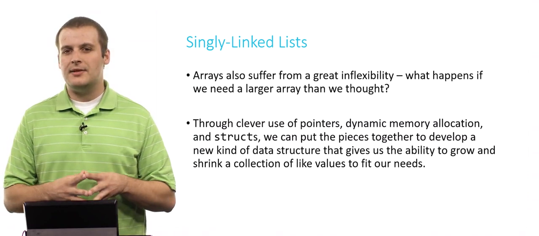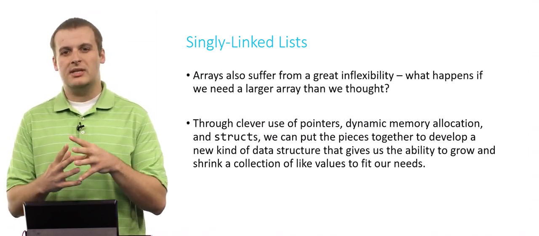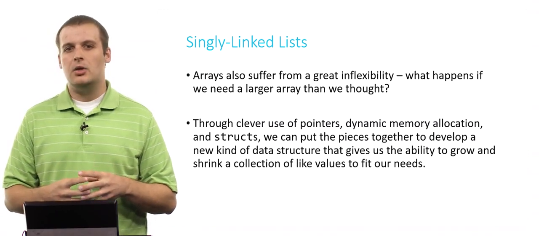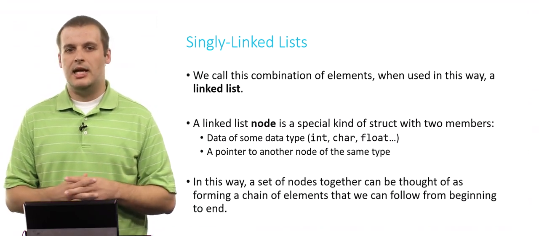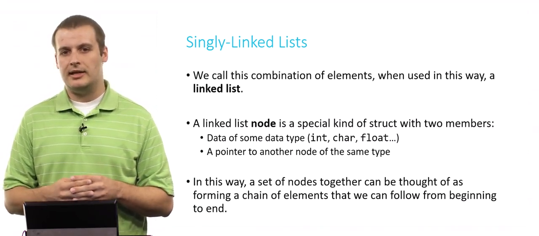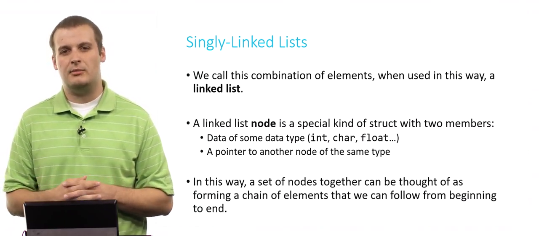But if we combine together some of the basics that we've already learned about, pointers and structures, and particularly using dynamic memory allocation with malloc, we can put these pieces together to create a new data structure, a singly linked list, that allows us to grow and shrink a collection of values, and we won't have any wasted space. So again, we call this notion a linked list. In particular, in this video, we're talking about singly linked lists, and in another video, we'll talk about doubly linked lists, which is just a variation on a theme here.